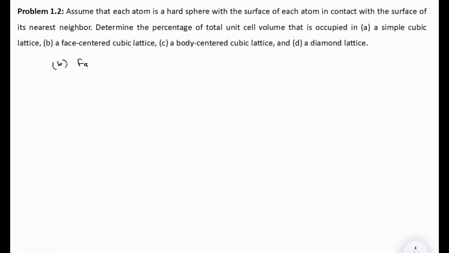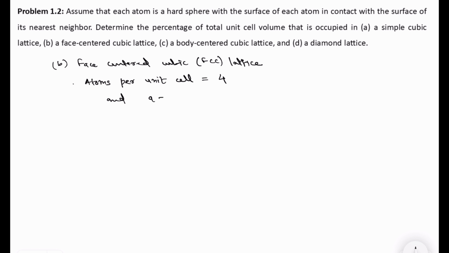B. Face-centered cubic lattice, that is FCC. Atoms per unit cell is 4 and a is equal to 2√2 r.